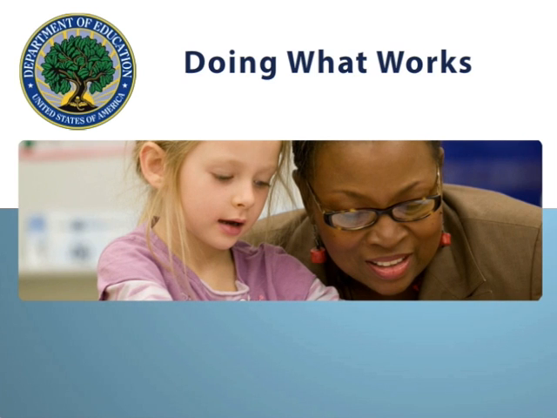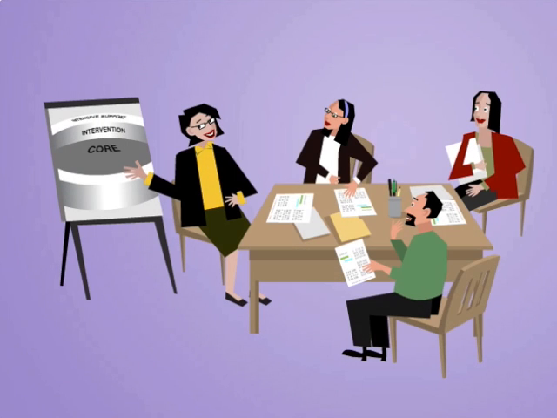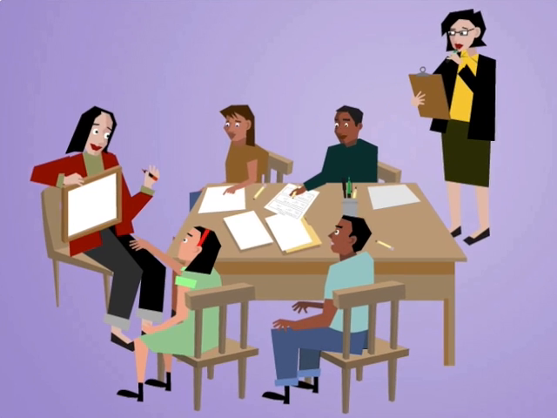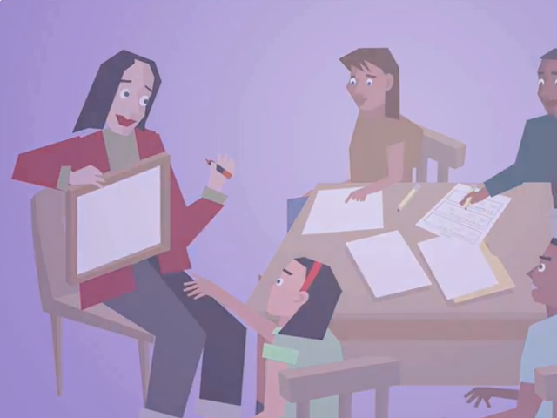Welcome to the overview on using data to differentiate instruction. Spring Hill Elementary School has begun to implement their Response to Intervention program. But while Principal Johnson sees teachers providing small group instruction for struggling students, she's not sure that all students are being reached, or that teachers are monitoring student progress regularly and using that information to tailor instruction.